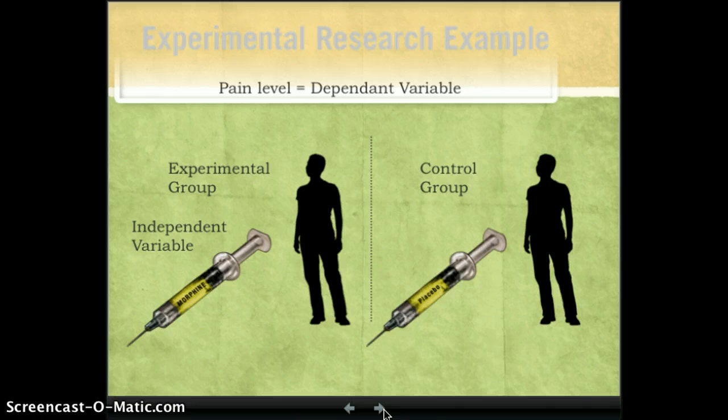And then at the end of this procedure, we would measure the same thing using the same measurement in both groups. That's my dependent variable. In this case, my dependent variable would be pain. So I would ask each participant at the end how much pain they had.